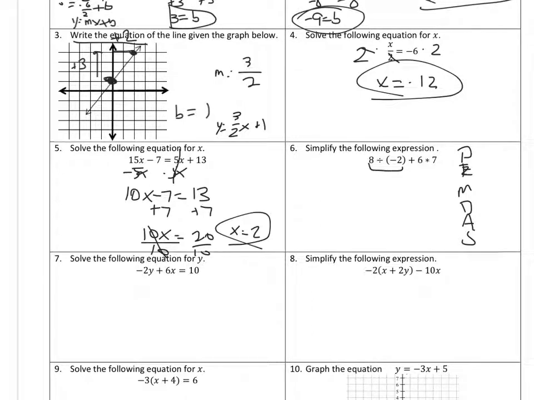When I see division right here, we always have to start from left to right if there are multiple multiplications and divisions, so let's just simplify that. 8 divided by negative 2 is negative 4, plus 6 times 7. Now I have multiplication over here, so I'm going to do 6 times 7, which is 42. And then I'm going to add like terms, which is going to be positive 38.